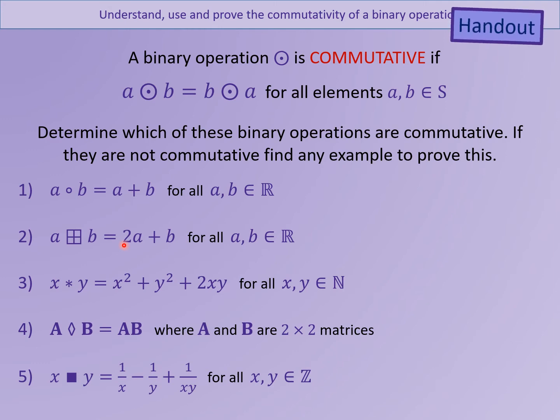So question 1, the binary operation is addition for real numbers. We know that addition is commutative. We know that for any 2 real numbers, if we add A and B or B and A, the answer will be the same.